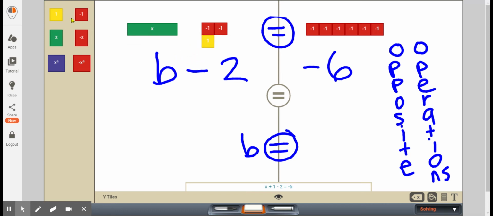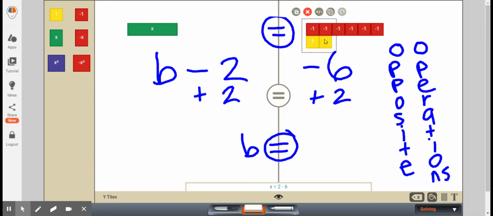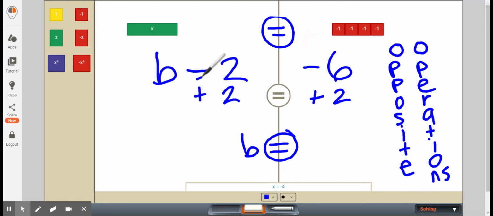Well, in order to take away negatives, we're going to have to bring in positives to take those away. And if we take away 2 on the left side, then we're going to have to take away 2 on the right side. So what does that look like right here? Basically we add 2 to the left, and then we add 2 to the right, and then we make our 0 pairs. On the right side we add 2 positives, we pair up those negatives and positives, and that's where our canceling comes in.